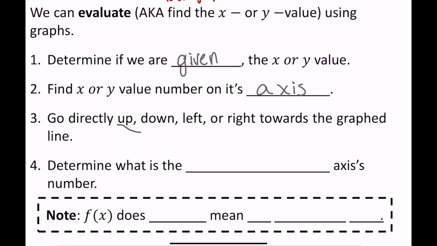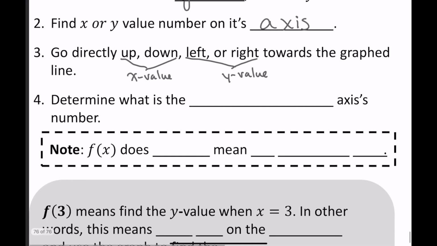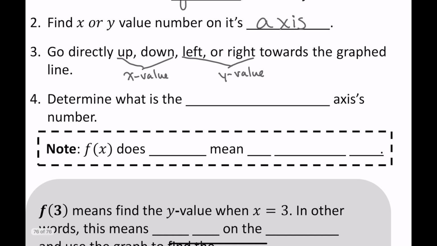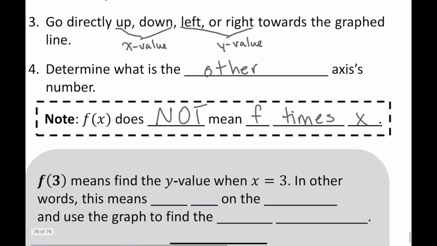Now remember, up and down, you go up or down if you're given an x value. You go left or right if you're given a y value. Okay? Now you got to determine what is the other axis's number. That's all you got to do. But got to remember this note here. F of x does not mean f times x. It means the function of x, f of x.